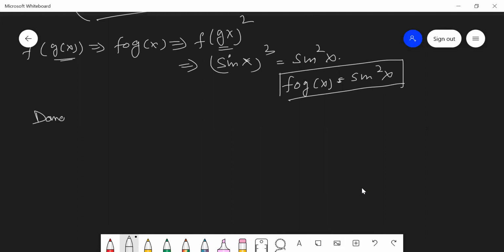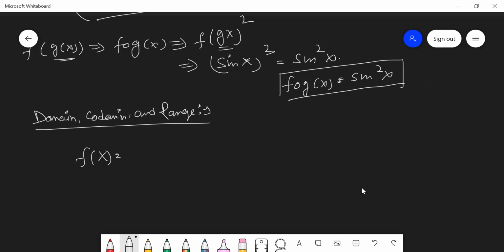Domain, codomain, and range of composition of function. Okay, so previously we discussed a function f(x) = x².